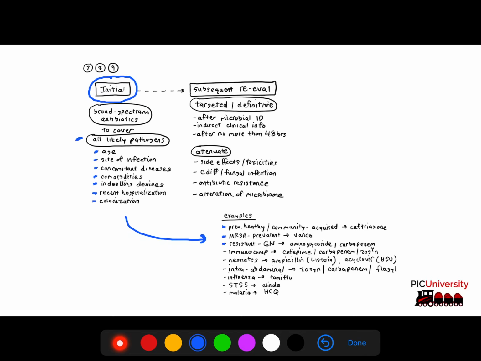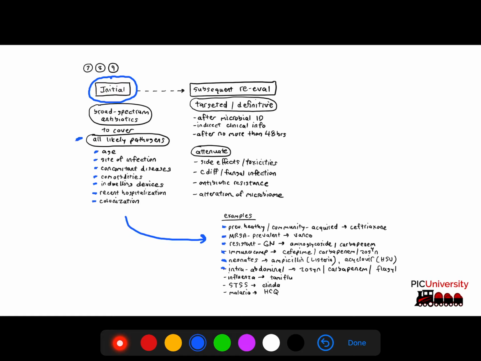For patients who have a higher risk of resistant gram-negative organisms, they should be covered with either an aminoglycoside or a carbapenem antibiotic. For patients who have a history of immunocompromise, they should also be covered with better pseudomonal coverage, including cefepime, any carbapenem, or piperacillin and tazobactam, aka Zosyn. For neonatal patients presenting with sepsis, they should be covered additionally with ampicillin to cover for Listeria monocytogenes and acyclovir due to the risk for disseminated HSV in a neonate.